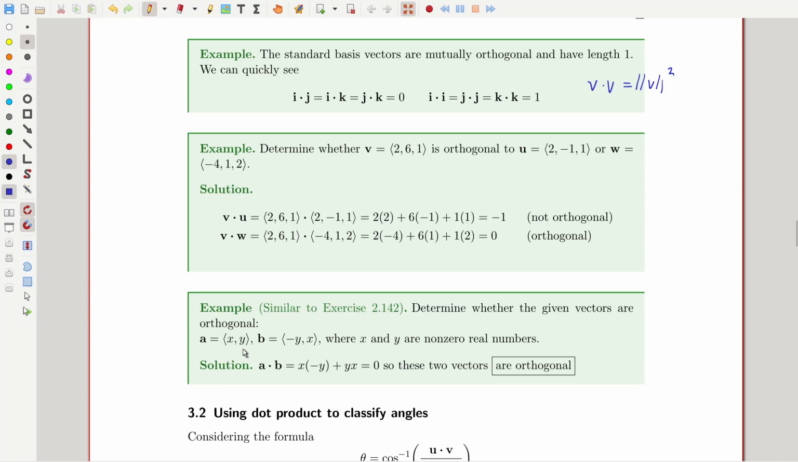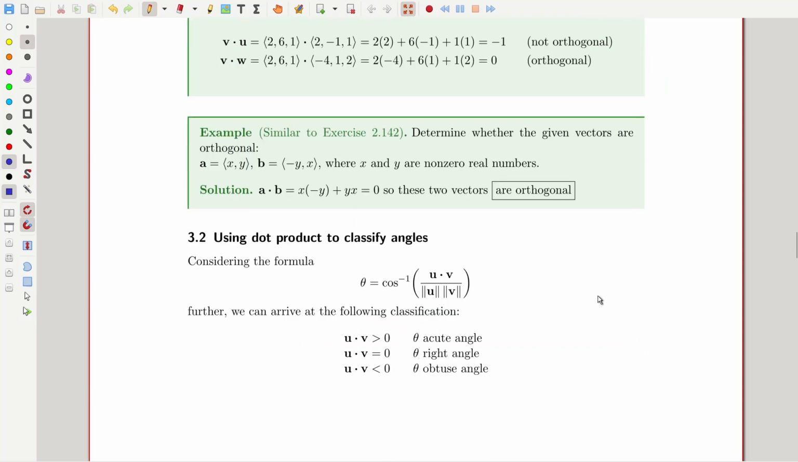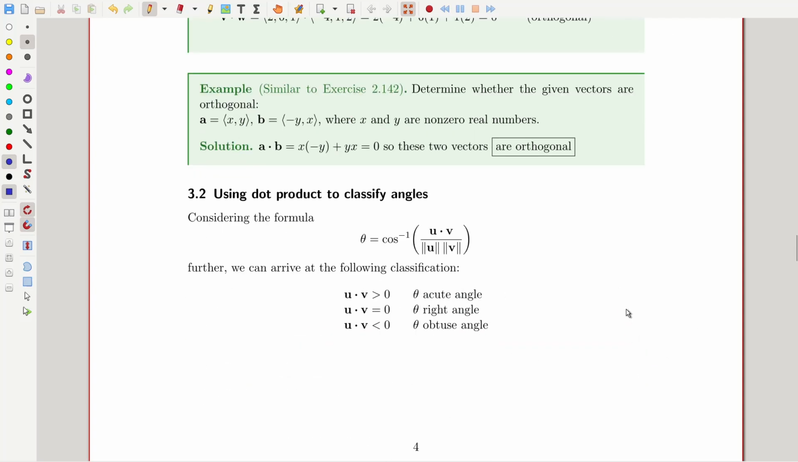In this last example, instead of concrete vectors with actual numbers in the components, we have these more symbolic vectors. So we can still do the dot product. Again, you take the product of each of the components and you sum them together. So you end up doing x times minus y plus y times x, and those clearly cancel out. So you do get 0, which means that these two vectors are orthogonal. This actually represents rotating the vector by 90 degrees counterclockwise, if you try to sketch what this looks like. Okay.